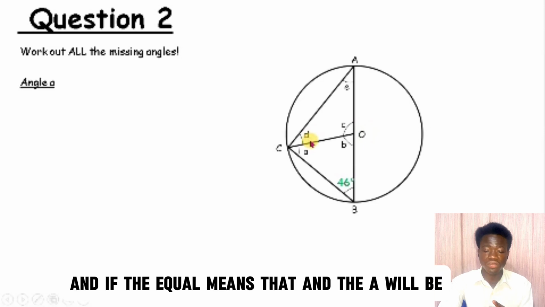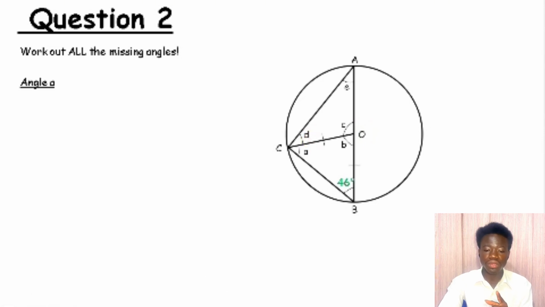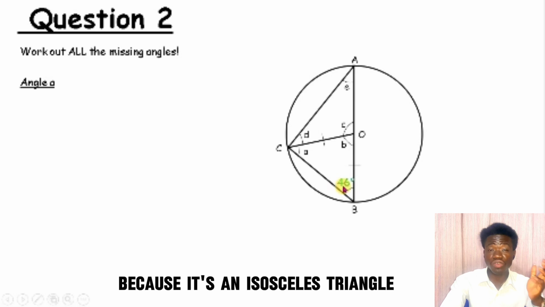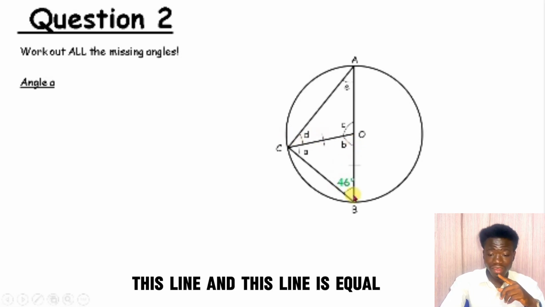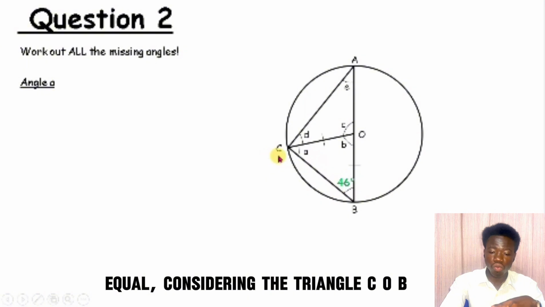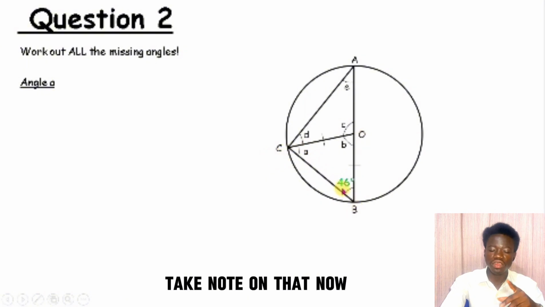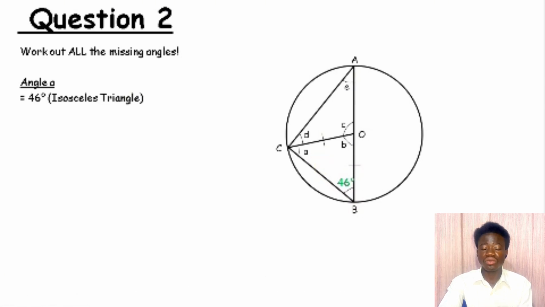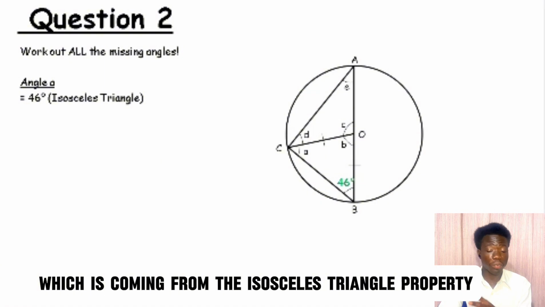And if they are equal, it means that angle A will be equal to this angle here, 46 degrees, because it's an isosceles triangle. This line and this line are equal, which means the base angles will also be equal, considering the triangle COB. Take note of that. Now, angle CA is 46 degrees, which is coming from the isosceles triangle property.